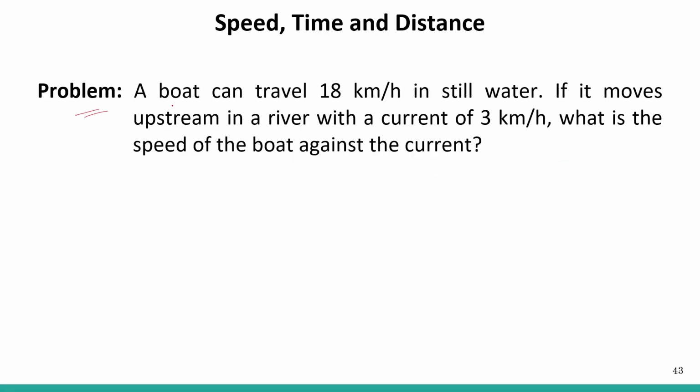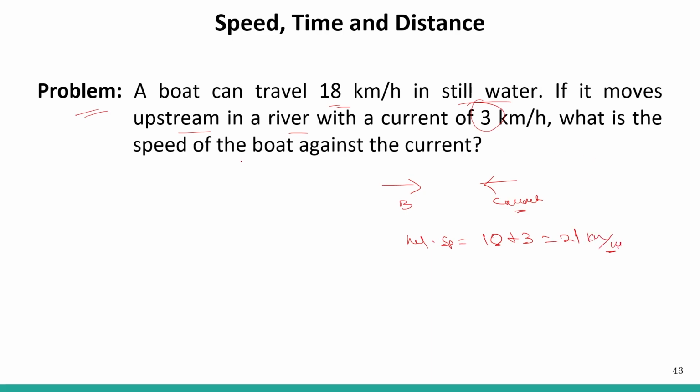So let's see the problem. A boat can travel 18 km per hour in still water. Okay. If it moves upstream in a river with current of 3 km per hour. Okay. In this case, the boat is moving in this direction. So this is the moving direction of the boat and this is the current of the river because it is moving upstream, right? In the opposite stream. So the relative speed will be what? So relative speed will be addition of these two, that is equal to 18 plus 3 is equal to 21 kilometer per hour.